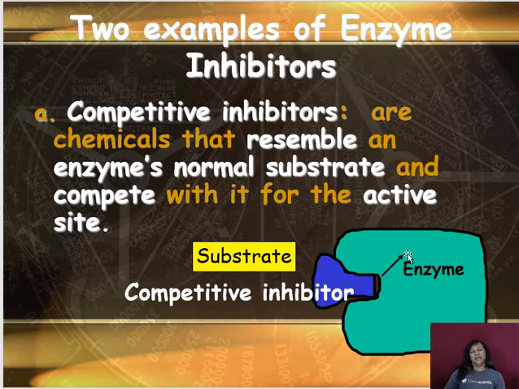As you can see here in the cartoon, here's your substrate that should fit in this enzyme, and here I have a competitive inhibitor that has the exact same shape, and it's going to fit into that active site, and now the substrate can't bind, and so it has inhibited that enzymatic action. So that's a competitive inhibitor.